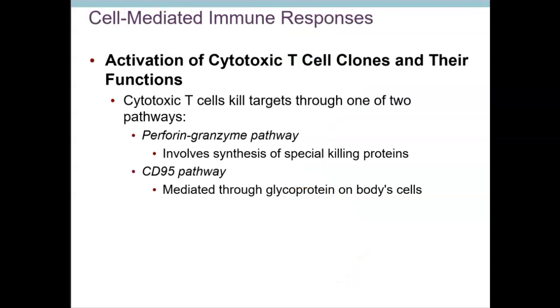Once the cytotoxic T cells, the clones are produced and they're active, those are cytotoxic T cells, and they have two different ways that they kill their target cells. They have the perforin granzyme pathway, and then they have the CD95 pathway. The perforin granzyme pathway, they make a protein that kills target cells. With the CD95, they target a particular glycoprotein on the cell's surface.